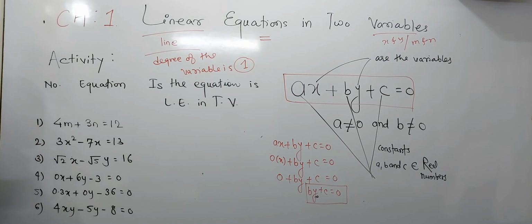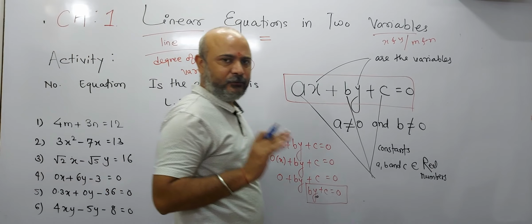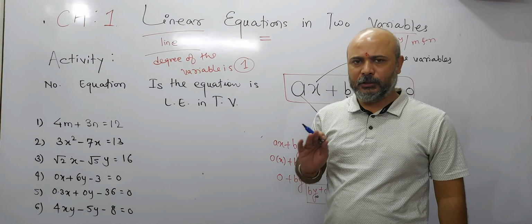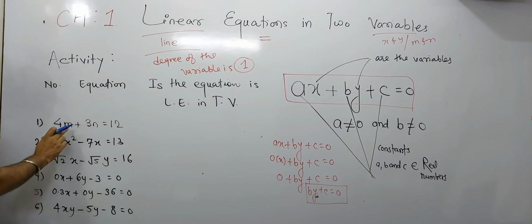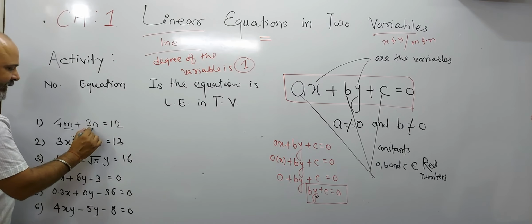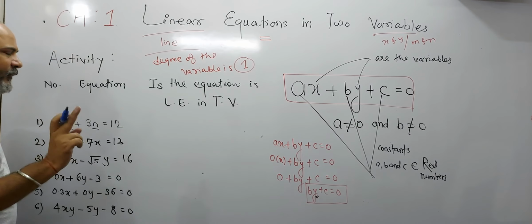So first equation student, आप यहां पे देखिए, आपके पास एक इक्वेशन है 4m plus 3n is equal to 12. Whether this is a linear equation in two variables or not. Now student, first we will check the degree. What is the degree of variable m? 1. What is the degree of variable n? 1. Okay.